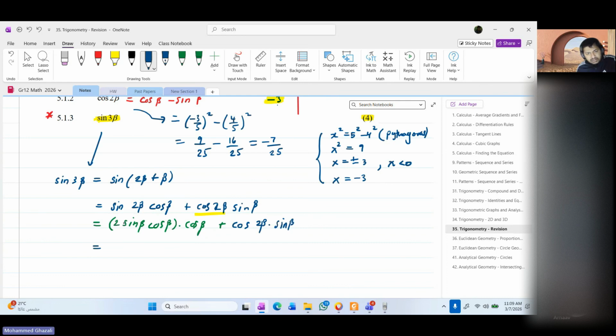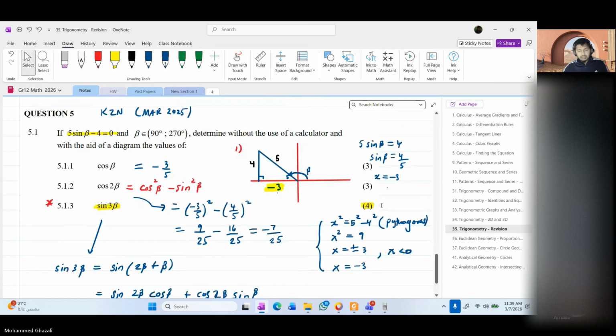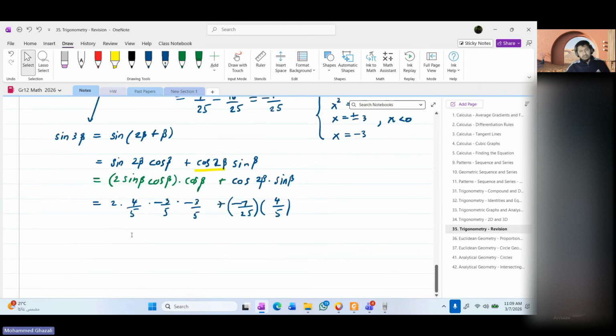Now we just substitute everything inside. This is 2. What is sine of beta? 4 over 5. What is cos of beta? Minus 3 over 5. Plus, what's cos 2 beta? Minus 7 over 25. And what is sine of beta? 4 over 5. Okay, because cos 2 beta, we just solved above. Okay? And now we'll solve all this.